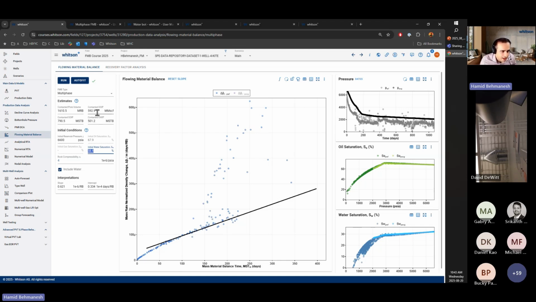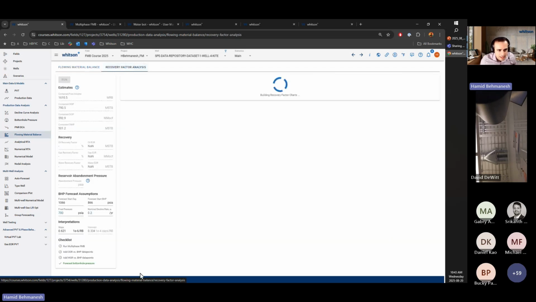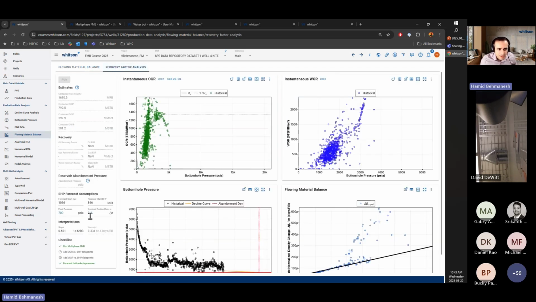My OIP is a little bit shy of 800,000 STB. And now I'm gonna do a complementary part of these, which is the recovery factor calculation. So let's see what we have here. So recovery factor shows a clear trend here.